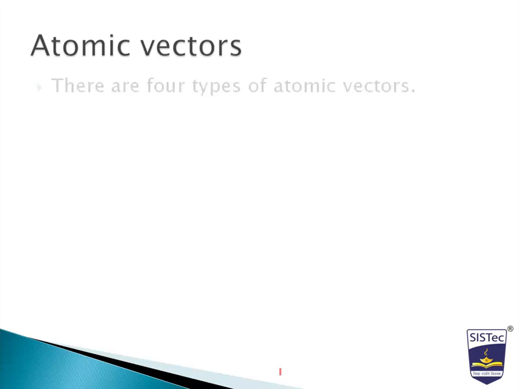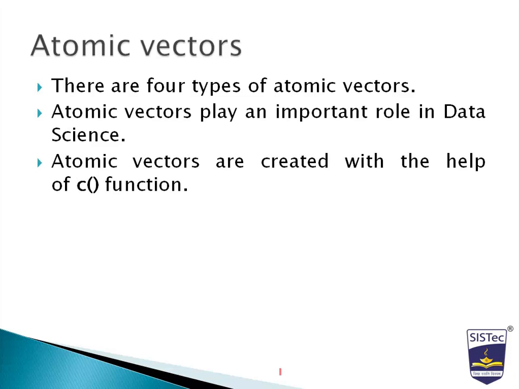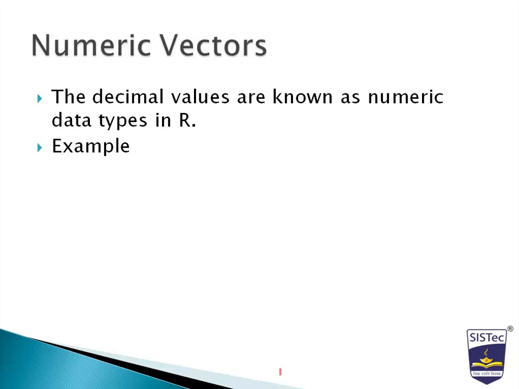Next is the atomic vector. There are four types of atomic vectors. Atomic vectors play an important role in data science. Atomic vectors are created with the help of the vector function known as the c function, and these atomic vectors are integer vector, character vector, logical vector, and numeric vector. We are going to discuss them one by one. So let's start with the numeric vector.